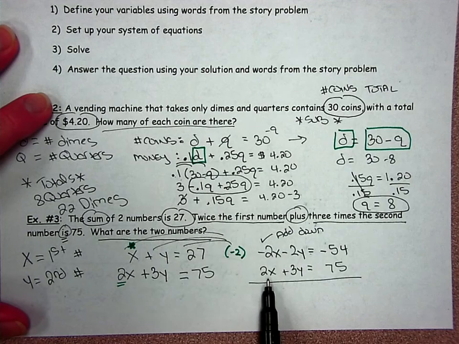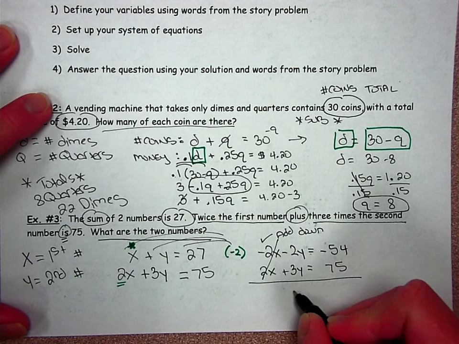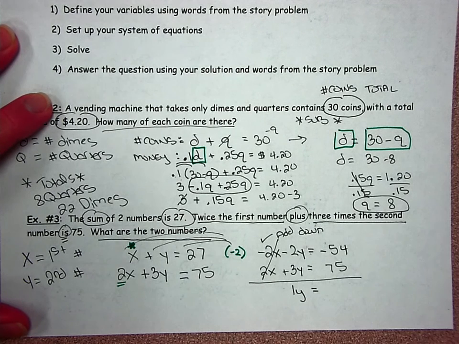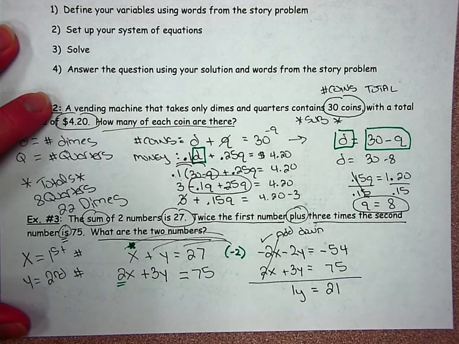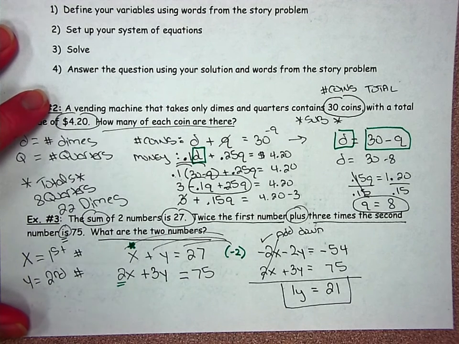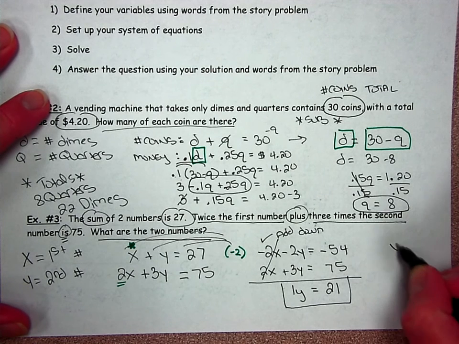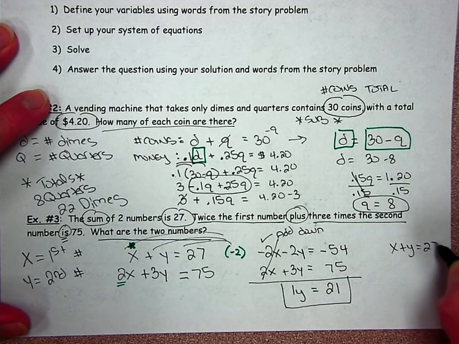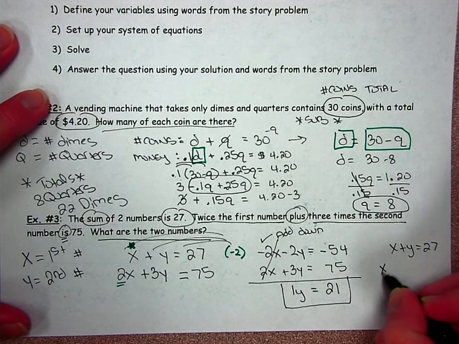Negative 2x plus 2x adds up to 0. Negative 2y plus 3y adds up to 1y. And negative 54 plus 75 adds up to 21. So y equals 21. That's my first one. And then you just need to pick one of these two equations to plug it back into. I would definitely use that top one because I don't have any coefficients to mess with.